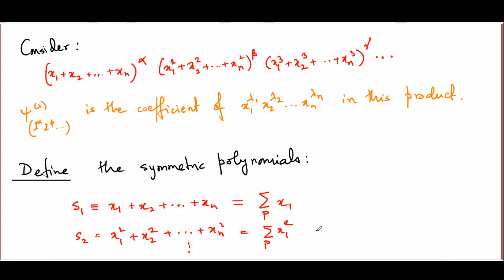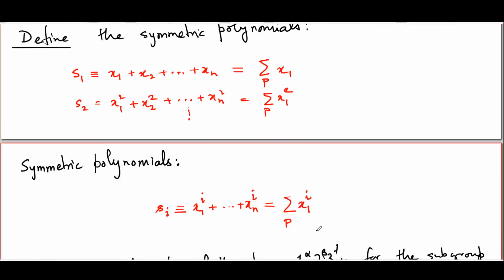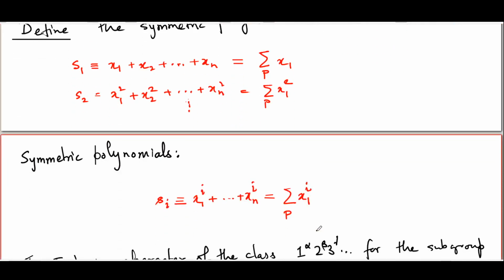Similarly, S2 is the sum of all the x squares, and that I am going to write as xi square summed over all permutations. Once again, let me remind you, this is the sum over all the distinct results of the permutations of the symbols 1, 2, 3 up to n in this expression. In general, Si is simply the sum of all the ith powers of x1, x2 all the way up to xn, and that can be written down as a sum over all possible permutations of x1 to the power i. You have to be a bit careful about the terminology here.